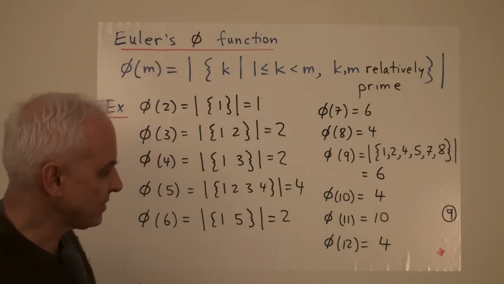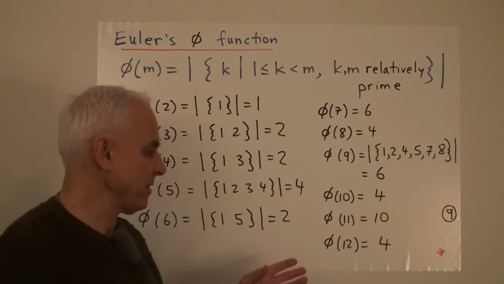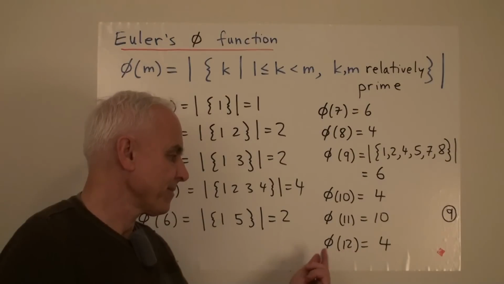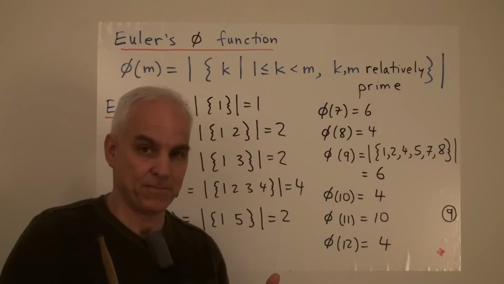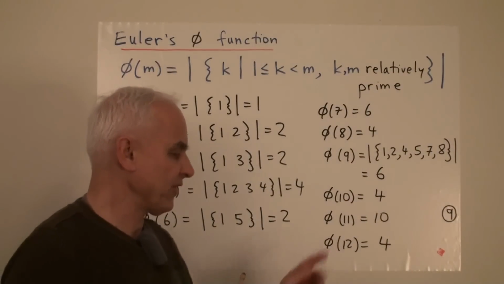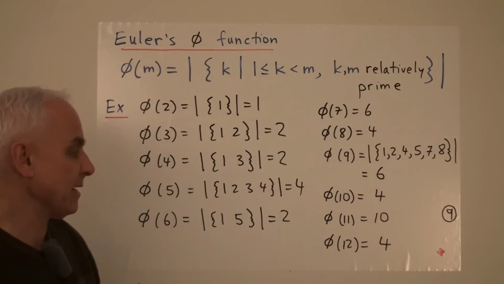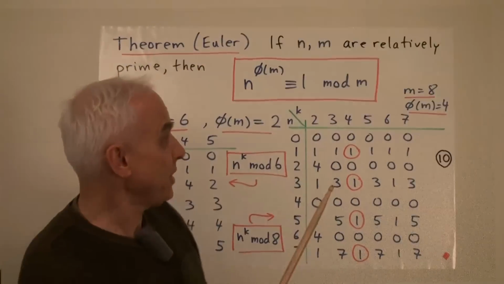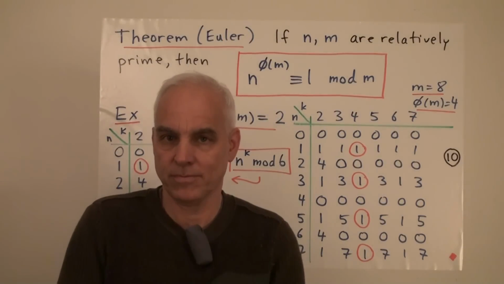And it goes on. There's a kind of a pattern, but the pattern depends very much on how far away this number is from being prime. So you really want to know the prime factorization of this number before you can easily write down, for bigger numbers, the Euler phi function for it. Okay, so here is Euler's generalization of Fermat's theorem.